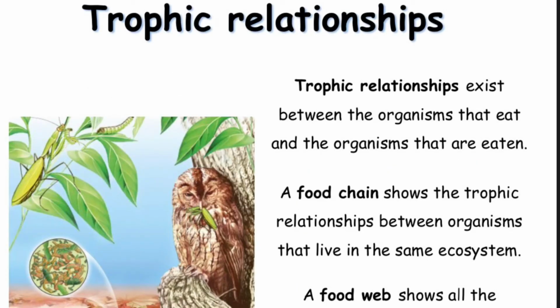Trophic relationships. Trophic relationships exist between the organisms that eat and the organisms that are eaten. A food chain shows the trophic relationships between organisms that live in the same ecosystem. A food web shows all the different food chains in an ecosystem.